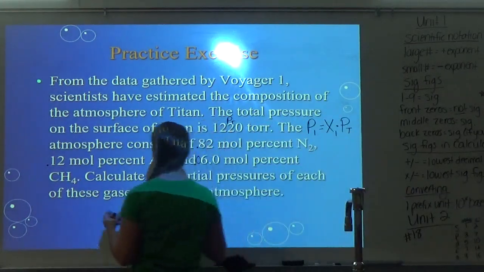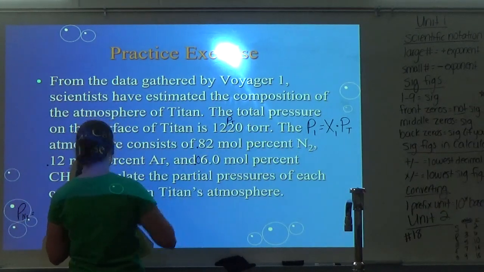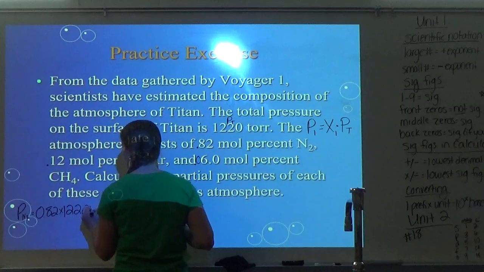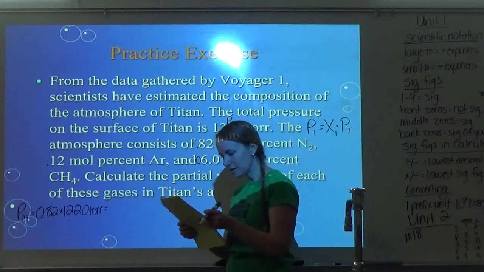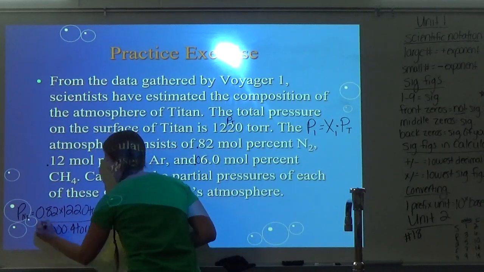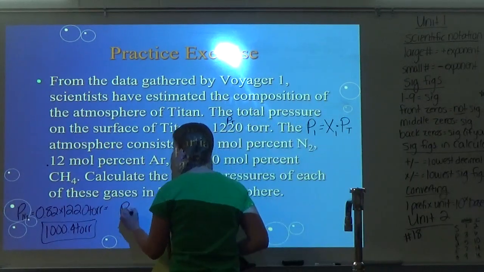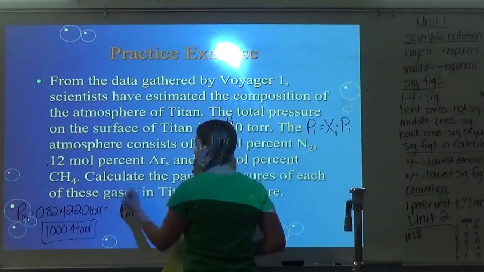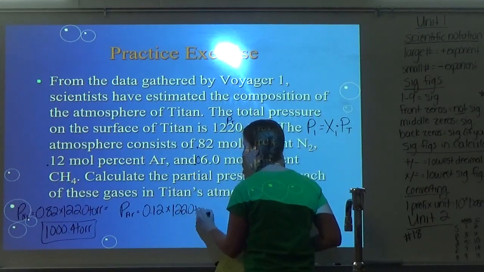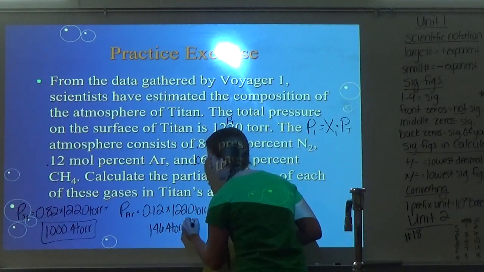All right, so I'm just going to start with my nitrogen. So my pressure of nitrogen is my mole fraction, which is 0.82, times my total pressure, which is 1220 torr. And so for this one, I got 1000.4 torr. Okay, so that's my pressure for just nitrogen. All right, next I'll go to argon. So my pressure for argon is my mole fraction for argon, which is 0.12, times my total pressure, 1220 torr. So for argon, I ended up getting 146.4 torr, just like that.